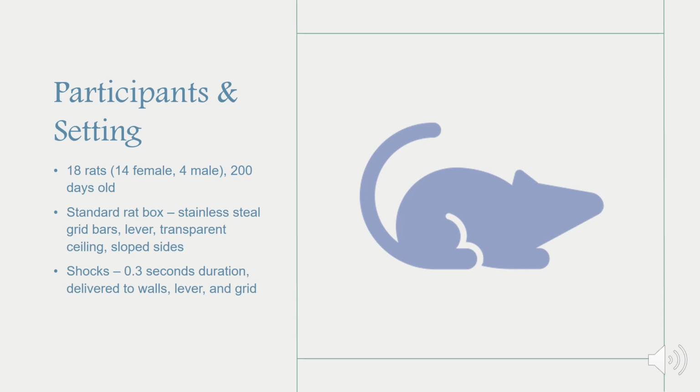The rats were put in a standard rat box, which was a stainless steel box with grid bars, a lever, transparent ceiling, and sloped sides to prevent climbing. The shock was applied to the walls, lever, and grid bars and occurred for a duration of 0.3 seconds.